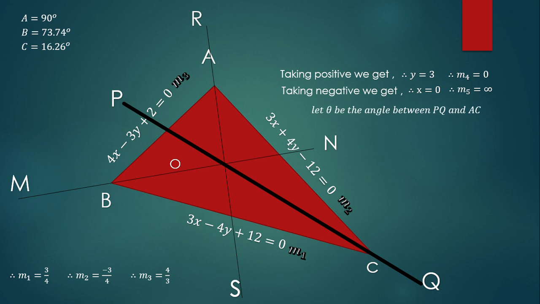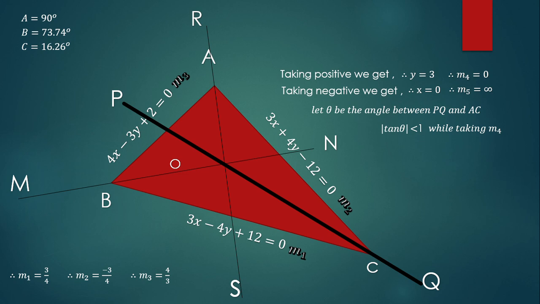So let theta be the angle between PQ and AC, and we have this formula, m2 minus m4 upon 1 plus m2 dot m4, and on substituting we will get 3 upon 4, which is less than 1. It means this PQ is the bisector of the acute angle. So clearly we can say that the equation of PQ is y is equal to 3.